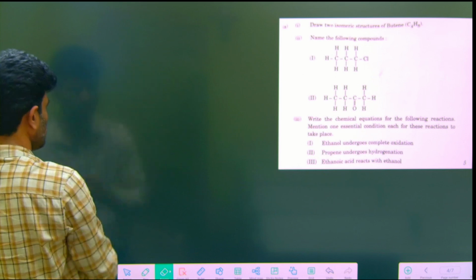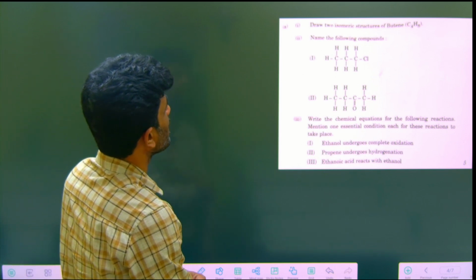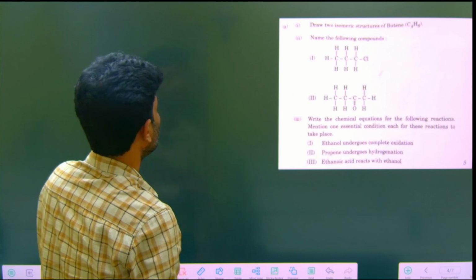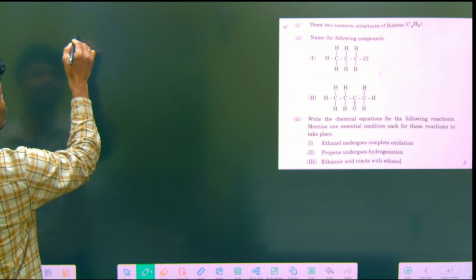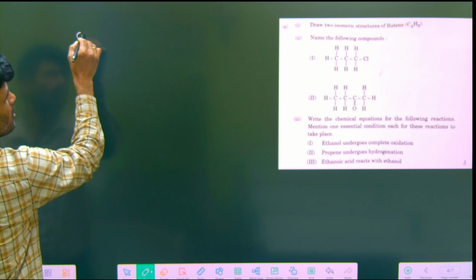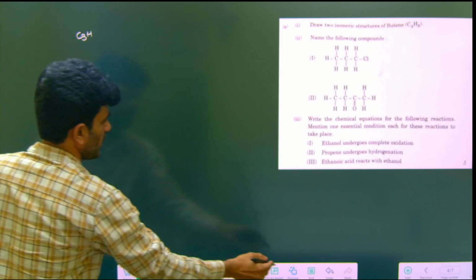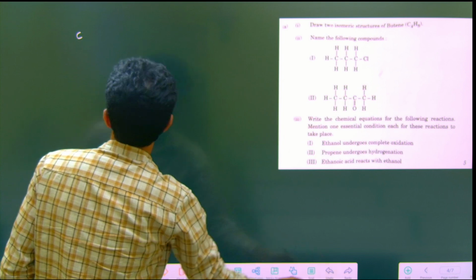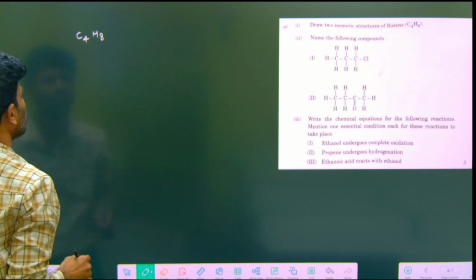Now this is about one more 5 marks question in chemistry. First one, what? Draw two isomeric structures of butene. Different structures of butene we have to draw. Butene formula is what? Already it is given, C4H8. We have to draw different structures.